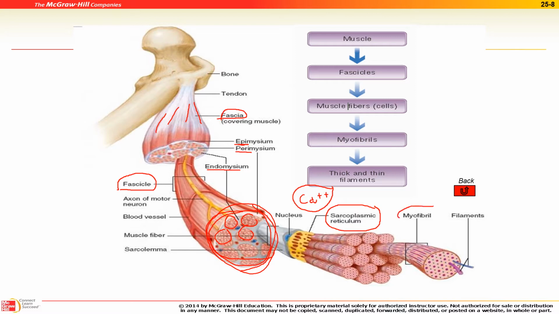And then you've got your muscle fibrils, and then your filaments. You have thick and thin filaments. Those are your actin and myosin fibers. So make sure you're able to identify the largest to smallest structure in a muscle.